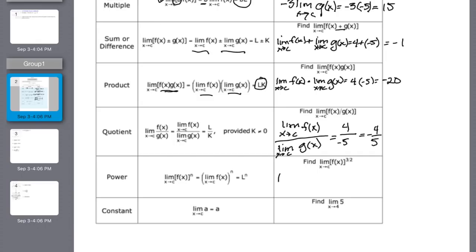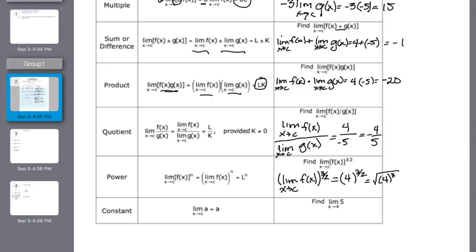So for instance, we can do it on this one. The limit as x approaches c of f of x raised to the 3/2. Hopefully you guys remember that notation from pre-cal and algebra 2. If we have an exponent that's a rational value, that's a fraction, that means that top number is an exponent and that bottom number is a root. So if we know the limit of f of x to be 4, that's the same thing as writing the square root of 4 cubed.